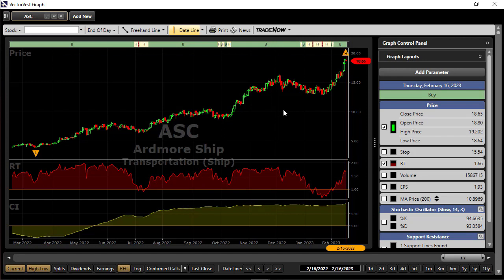Above 1.5, this is the chart that you're going to get. We can then layer in relative timing. Now, relative timing right now is at 1.66. Great. So the long-term trend is up. The short-term trend is up as well.